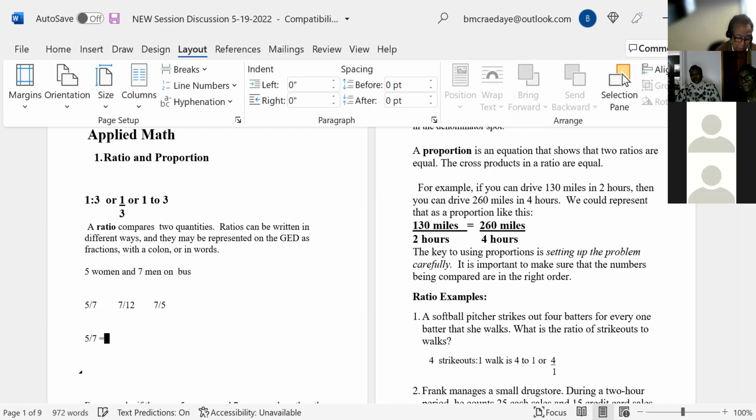So you'd have 5/7 equal. Now I said I'm increasing my women to 10, so that would be 10/n. Now I'm asking you, what is n? So n is the men?